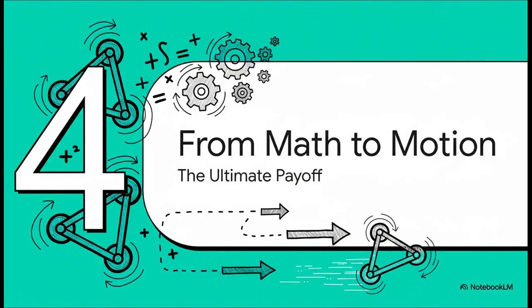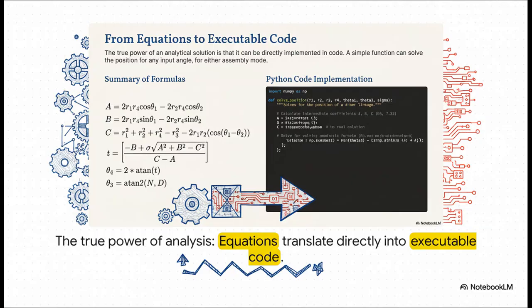All right, this is the moment we've been waiting for. This is the really satisfying part. Let's see how we can turn all of this theory, all of this math, into actual living motion. And this right here is where all that hard work really pays off. The true power of an analytical solution is seeing how cleanly it just translates right into code. On the left, you've got the formulas we just derived, and on the right, a simple Python function that puts them to work.